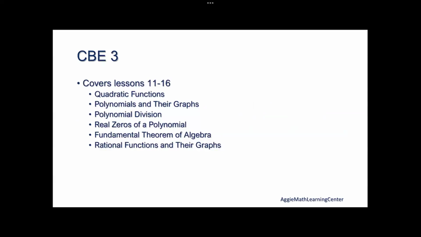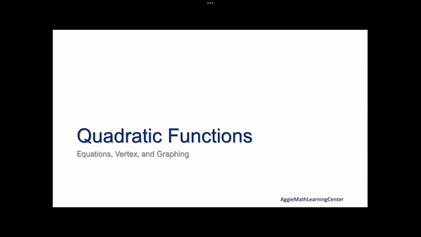So to start things off, CBE 3 covers lessons 11 through 16, and these include quadratic functions, polynomials and their graphs, polynomial division, real zeros of a polynomial, the fundamental theorem of algebra, and rational functions and their graphs. So to start things off, let's go over quadratic functions and what those mean.